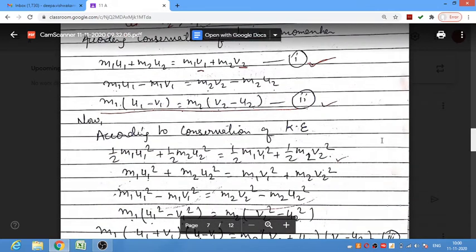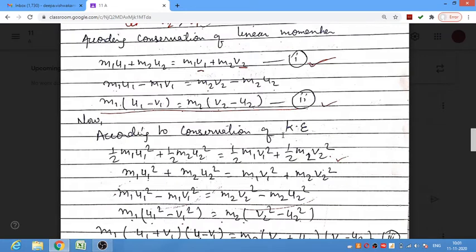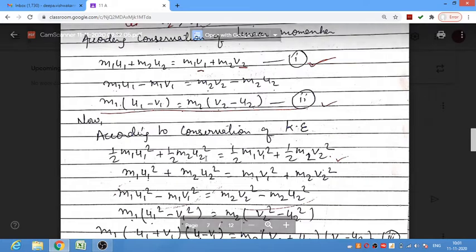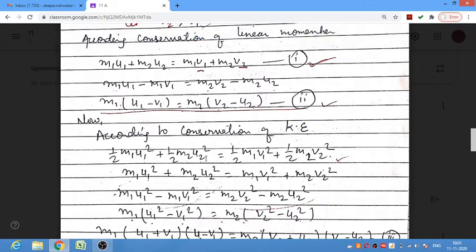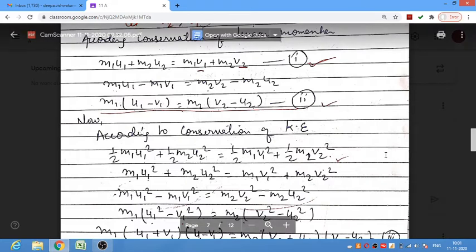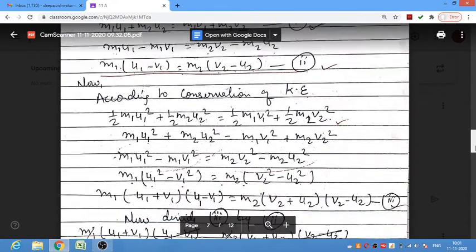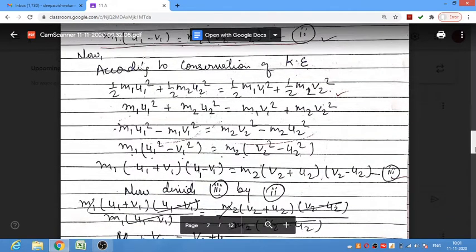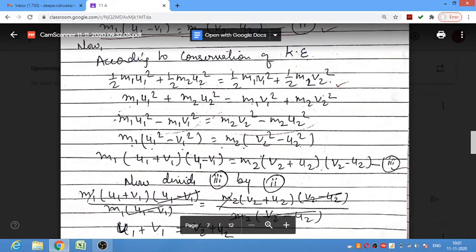Now according to the conservation of kinetic energy, in the case of elastic collision, kinetic energy is also conserved. So initial kinetic energy will be equal to the final kinetic energy. So we can write half m1 u1 square plus half m2 u2 square is equal to half m1 v1 square plus half m2 v2 square, and the half can be cancelled on both sides.